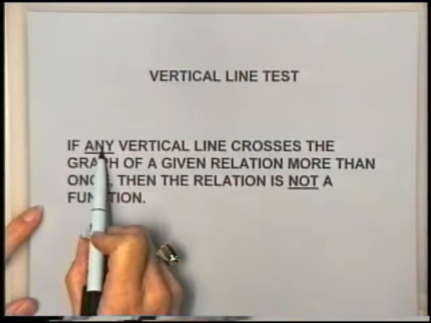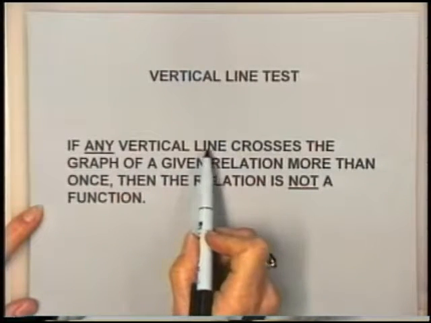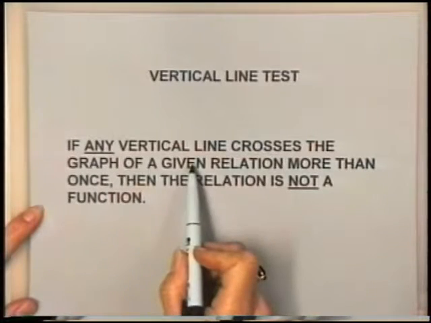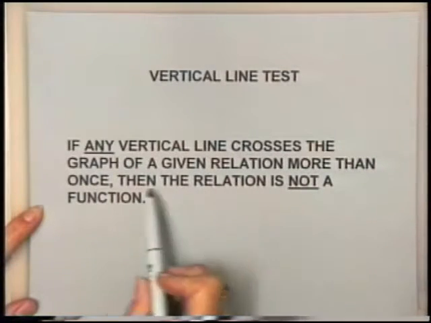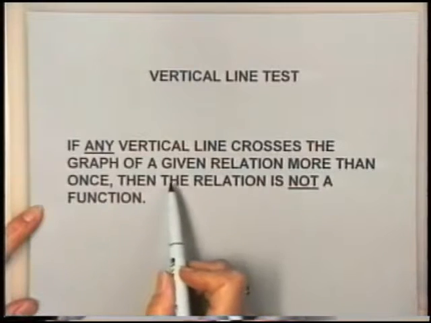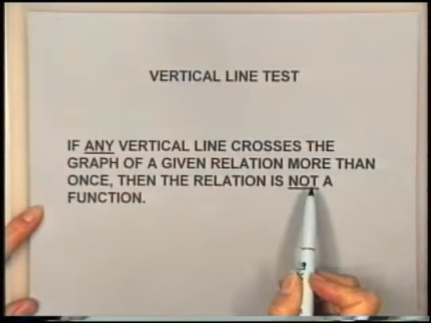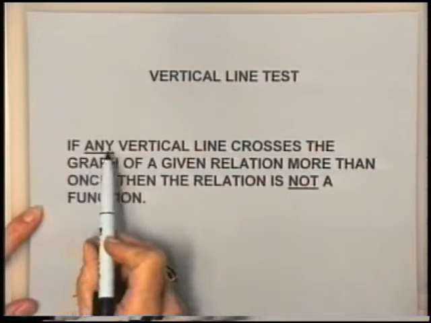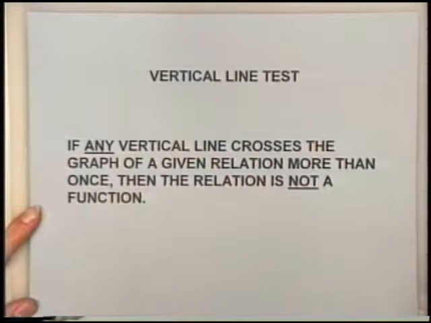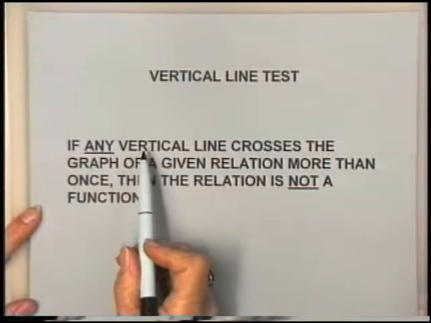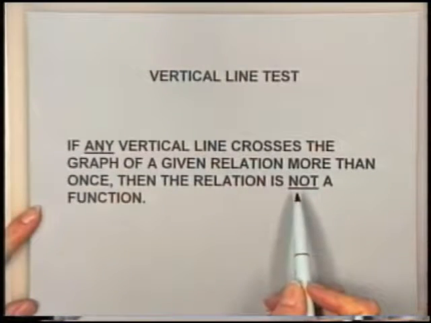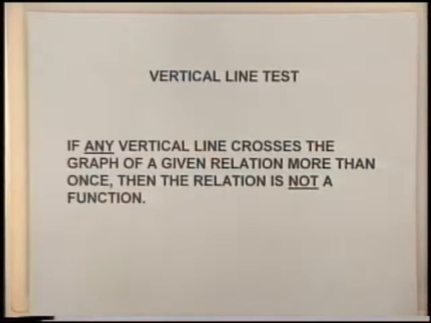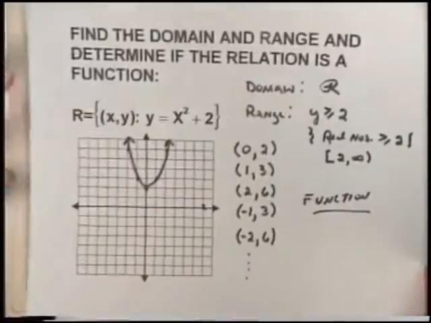Our vertical line test says if any vertical line crosses the graph of a given relation more than once, then the relation is not a function. Any vertical line means a vertical line that we can place anywhere on that graph. And our test is, does the vertical line cross the graph more than once? If it does, we do not have a function.